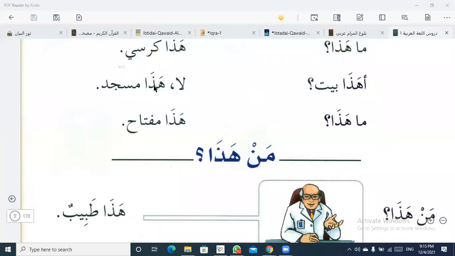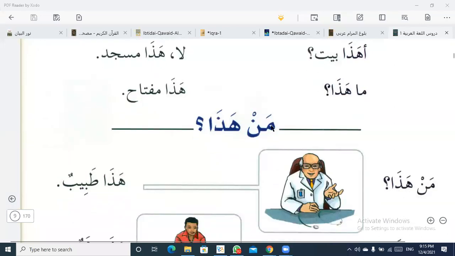If anyone wants to read, raise your hand. Sister Shabana, read this. Man haza. Man means who? Okay. Man haza. Who is this? Yes. Ye kaun hai? Haza tabibun, doctor. He is a doctor.